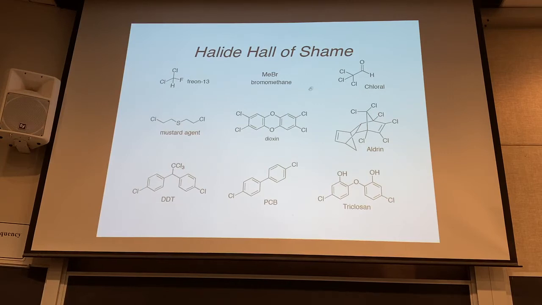Then we have bromomethane, Hall of Shame here. It's a carcinogen. It's also an antifungal compound. If it's overused or misused, that can create all sorts of problems. Chloral, the date rape drug. Yeah, there's an evil drug for you. Mustard agent, the chemical warfare agent from World War I. Nasty stuff. Dioxin, a toxin that comes out of the paper pulping process. That's released in rivers and streams and causes a lot of environmental damage there.